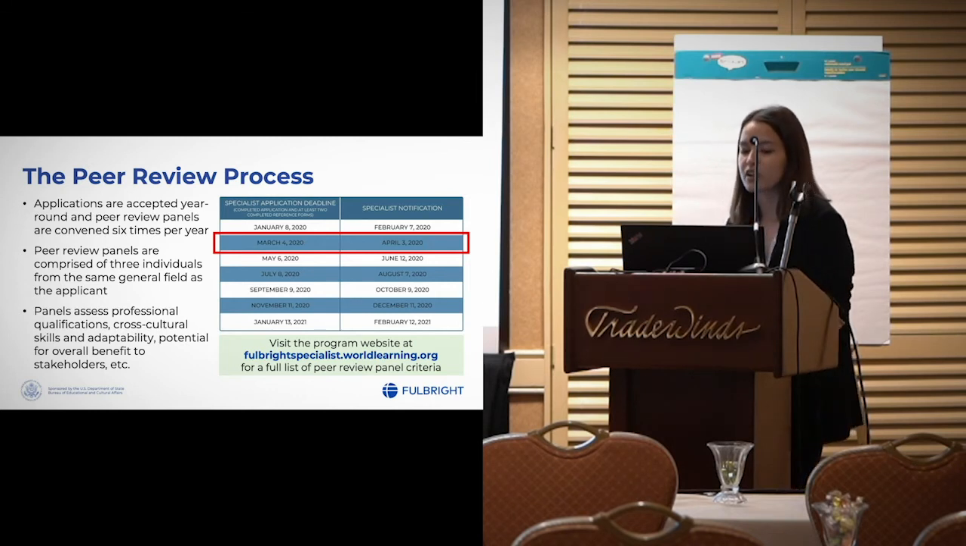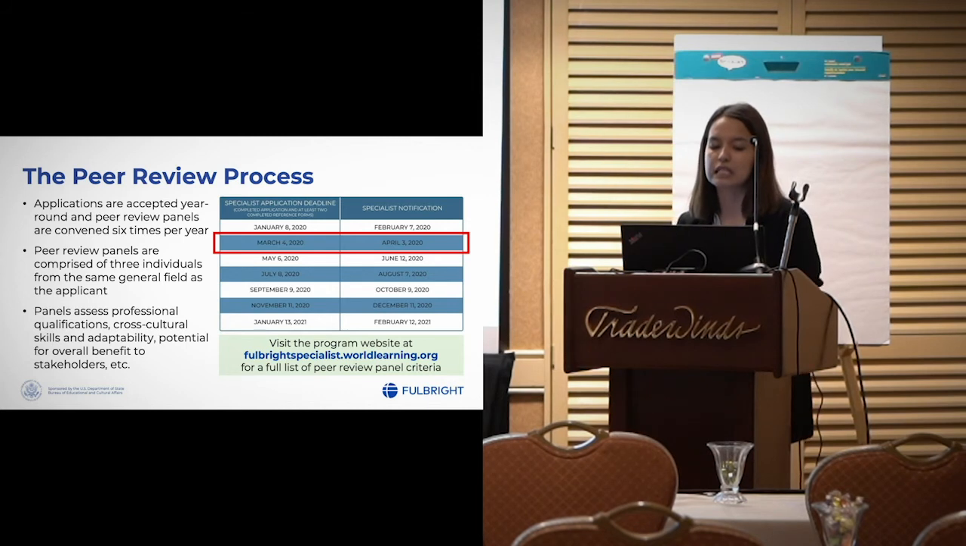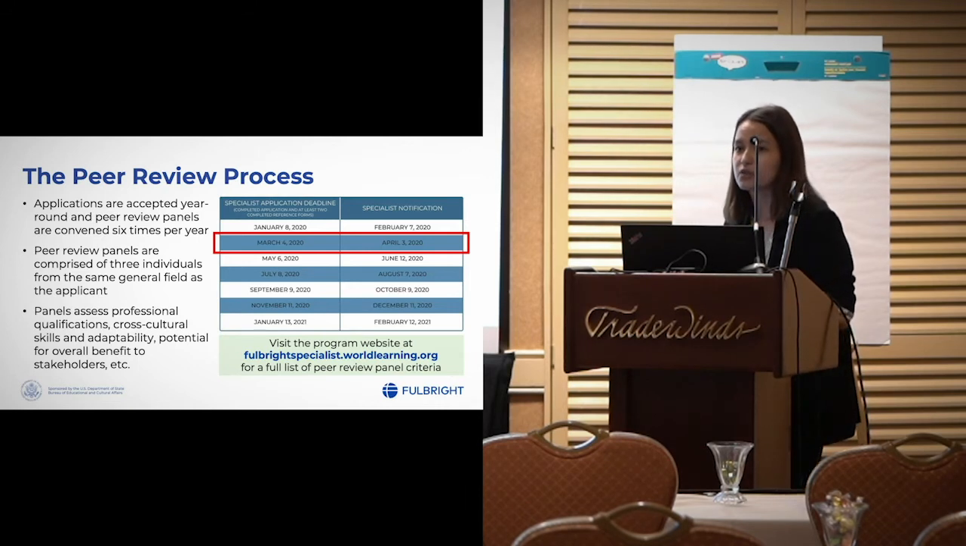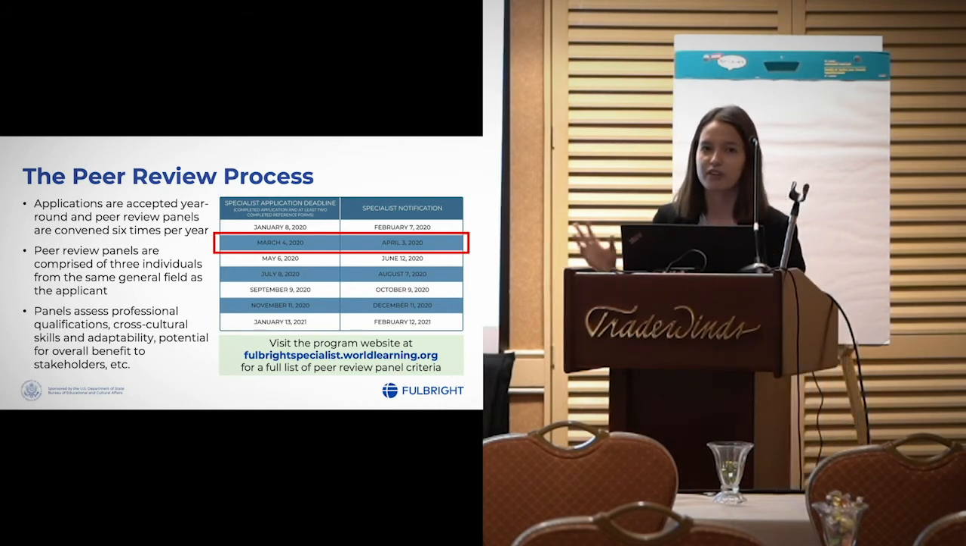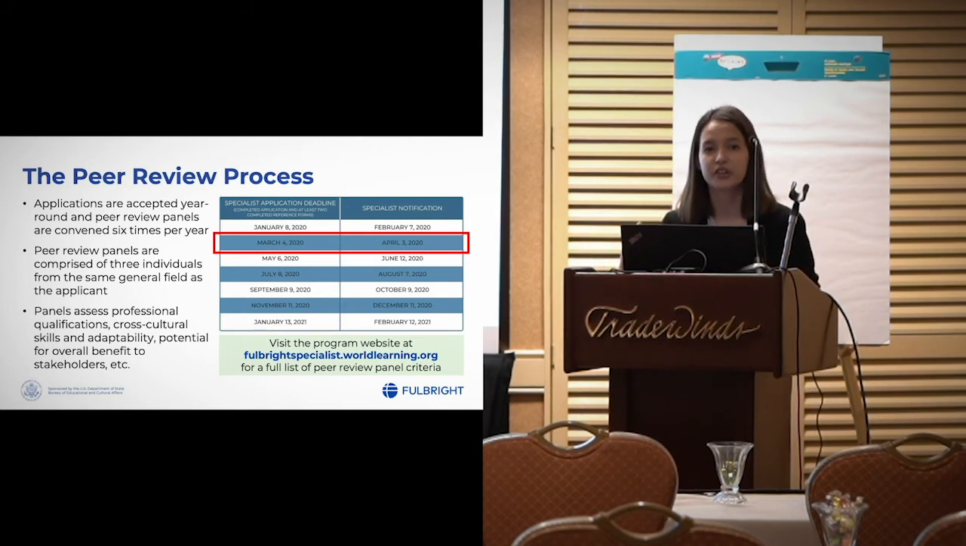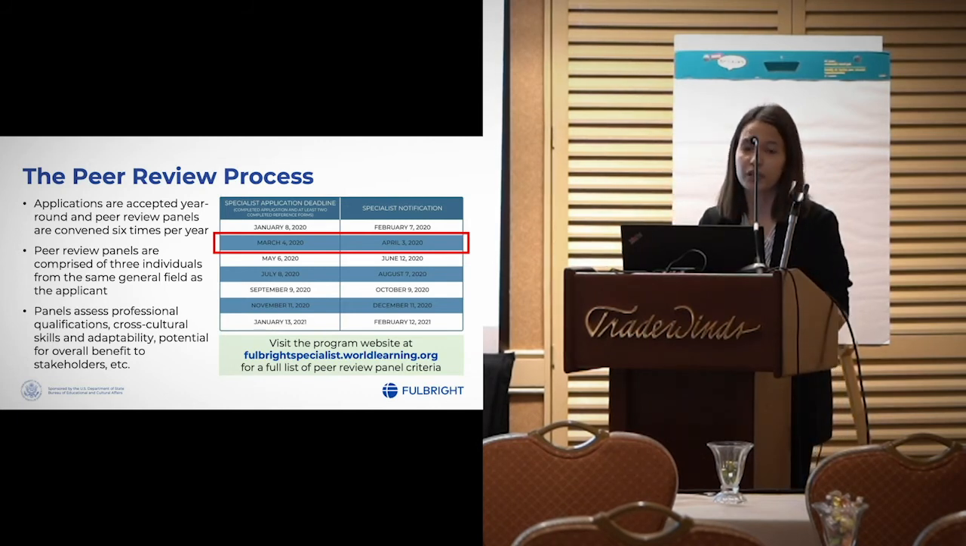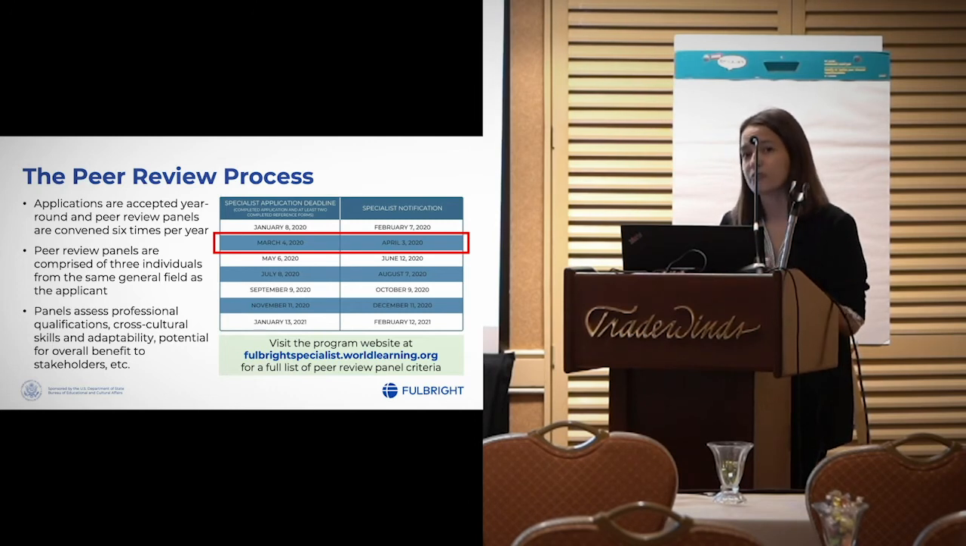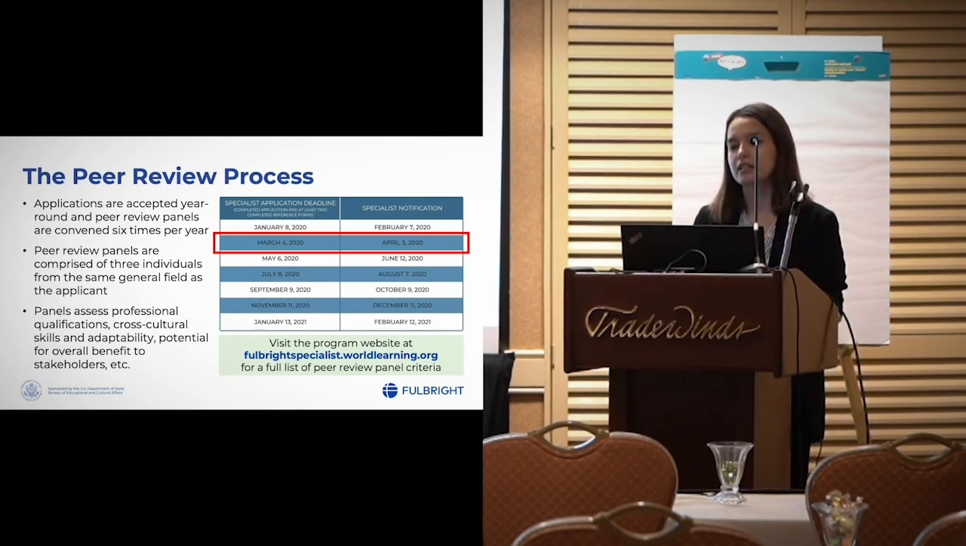So peer review panels are going to be comprised of 3 individuals from the same general field as the applicant. They may not necessarily be in your specific area of expertise, but they will be in the same discipline. So that is an important consideration for anybody who has an intersectional or interdisciplinary area of expertise, or maybe has a variety of life experiences in different disciplines and is not sure what discipline they should apply under. I would encourage anyone for whom that is the case to select the discipline that they feel they have the most strength in, because that's who is going to be reviewing your application.